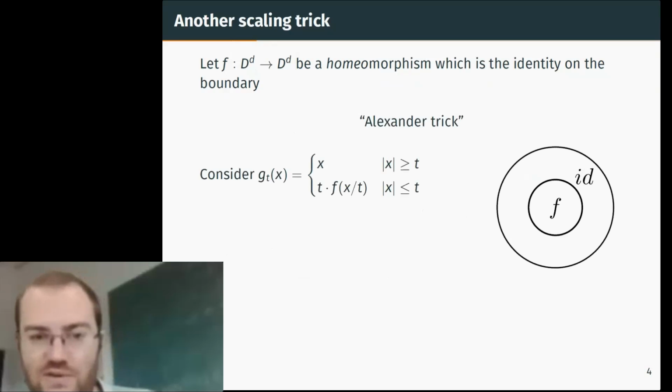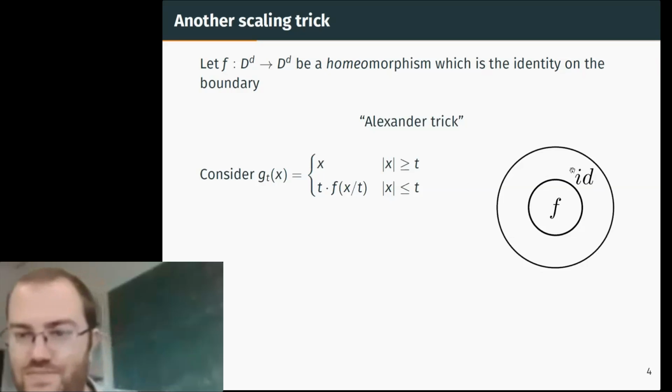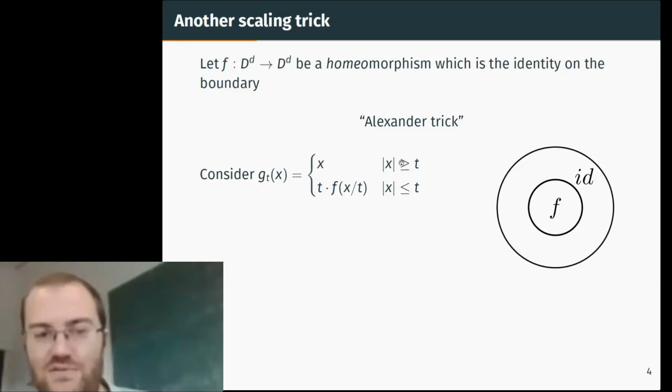Then there's the following trick called the Alexander trick, which is a similar kind of formula. I want to do the following thing. I want to rescale this homeomorphism by a factor of t, put it inside the disk, rescaled, and then fill in the remaining region with the identity map. At the level of formulas, it's given by what I've written down here. g_t of x is x if the radius of x is beyond t, and otherwise it's a rescaled version of f of x over t.